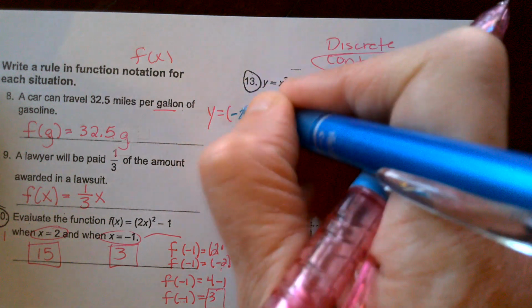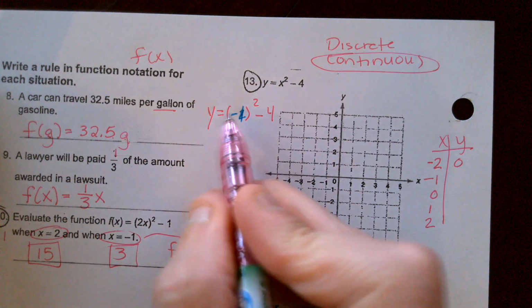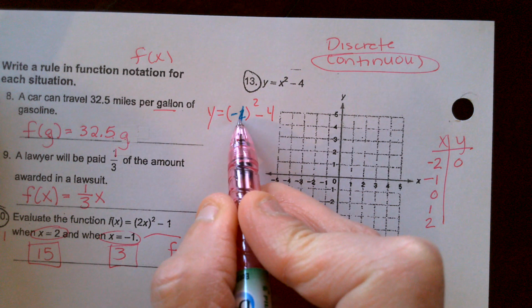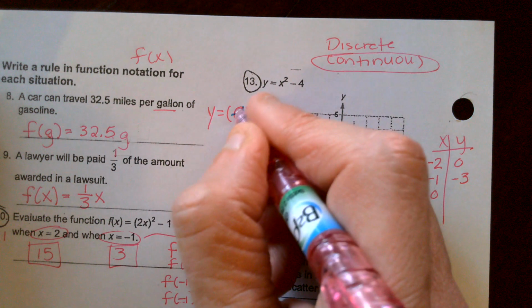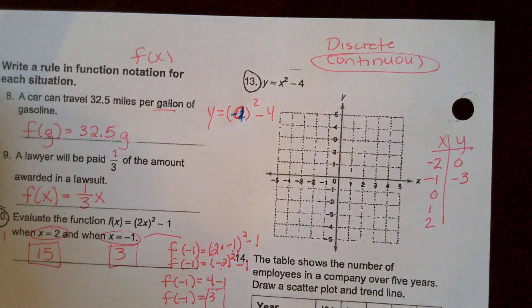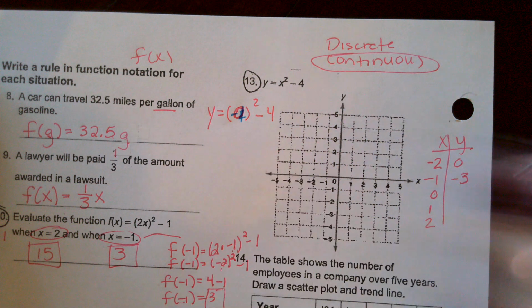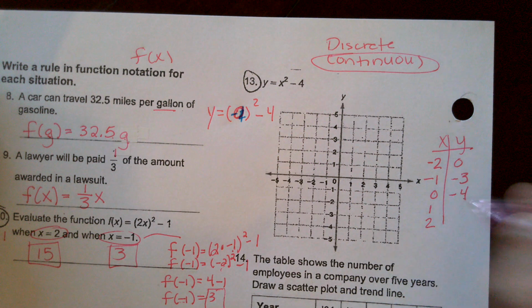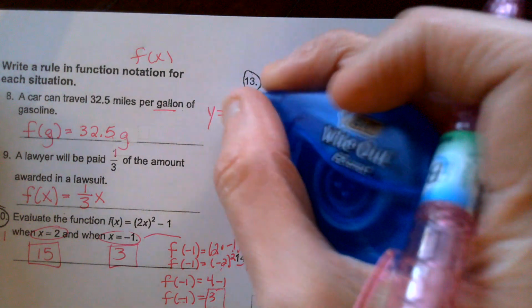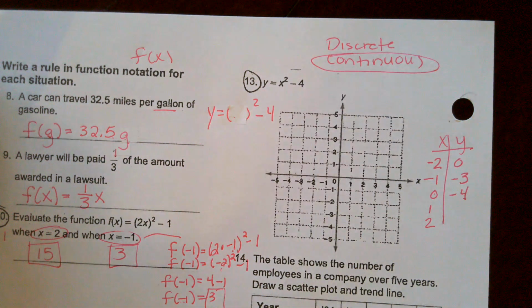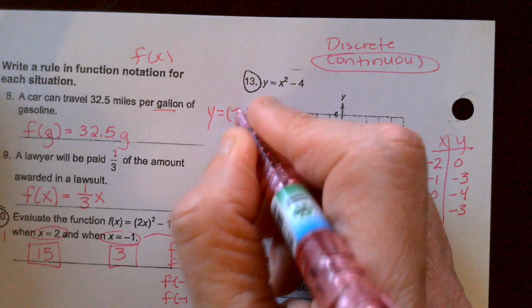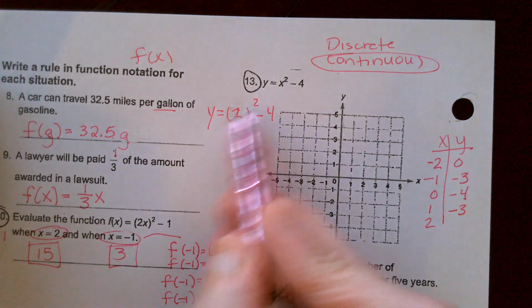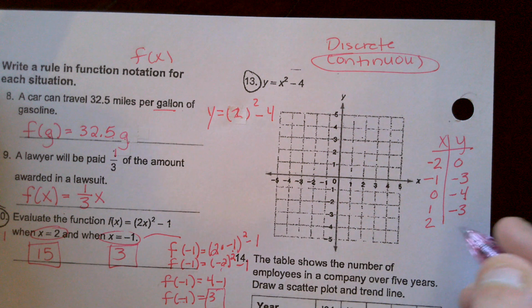Okay, what if you put a -1 in here? -1 squared is 1. Minus 4 is -3. What if you put a 0 in here? 0 squared is 0. Minus 4 is -4. What if you put a 1 in there? Getting messy. 1 squared is 1. Minus 4 is -3. What if you put a 2 in there? 2 squared is 4. Minus 4 is 0.